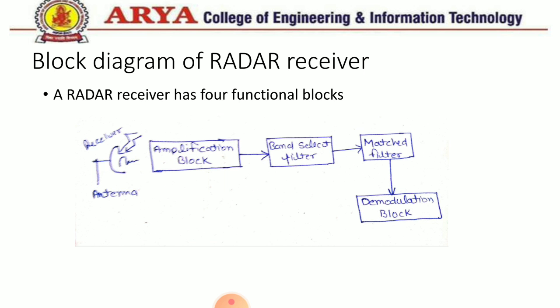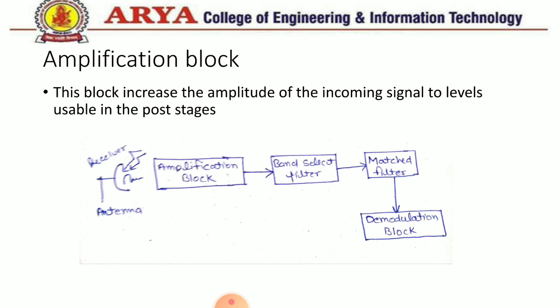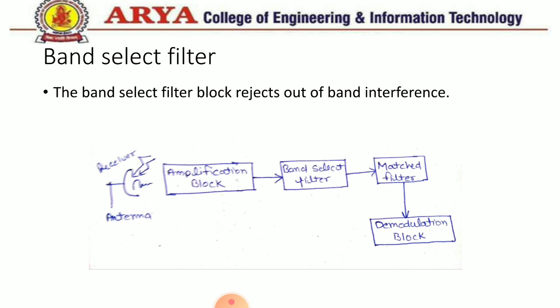So the block diagram of radar receiver. A radar receiver has four functional blocks as shown in the figure. So the first block is the amplification block. This block increases the amplitude of the incoming signal to a level usable in the post stages. So the function of this block is to amplify the received signal so that it can be given to the next stage. So the next block is the band select filter.